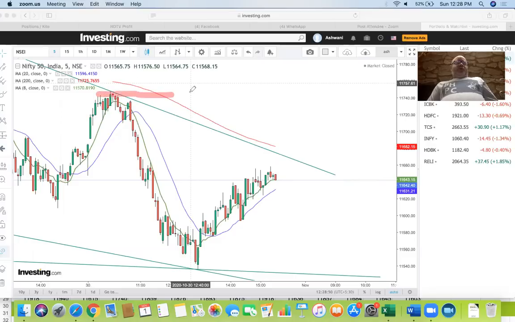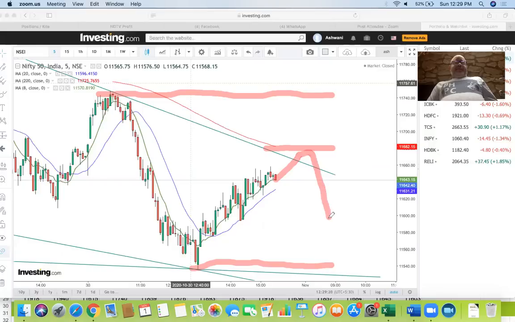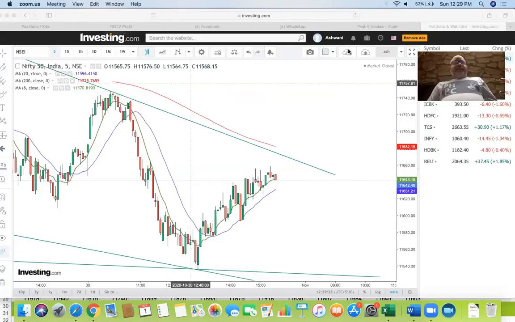Our call to action is go short near 11,750, go long near 11,530. Why you shouldn't be acting at the pivot, which is about this 200 period average, is because the market is not in a strong downtrend. The pivot or the 200 is respected when the market is in a strong downtrend.